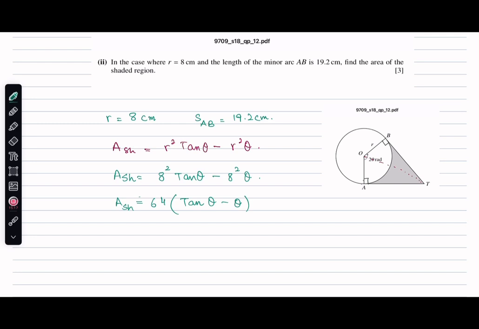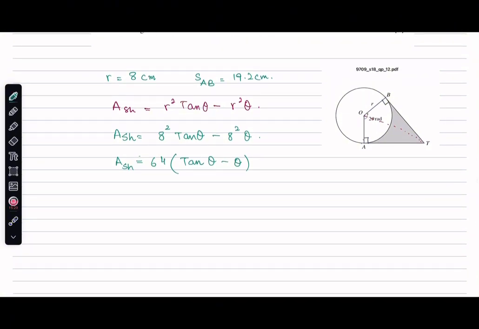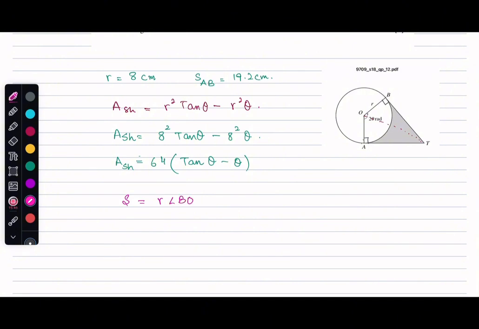The theta value, I can very well see that they have given us the arc length AB. They have also given us the radius, and we know that the arc length formula is R times the angle at center. Let's call this angle at center angle BOA. The question has given us the arc length 19.2 centimeters and also the radius 8 centimeters. So substituting the arc length and the radius, I should be able to find the angle BOA, and with that, the theta value.